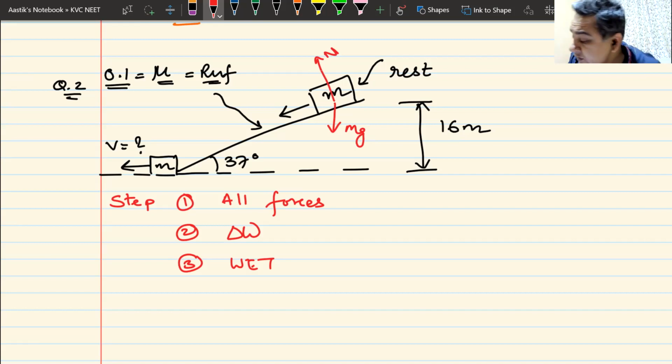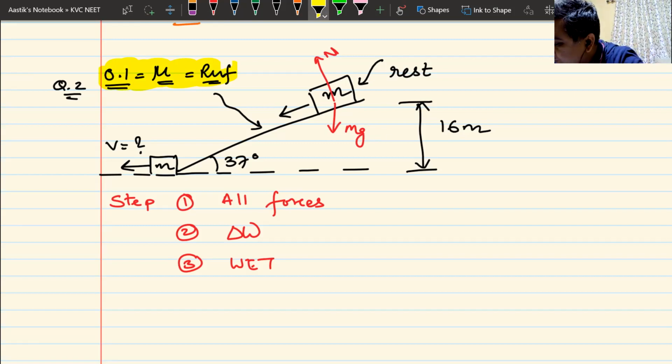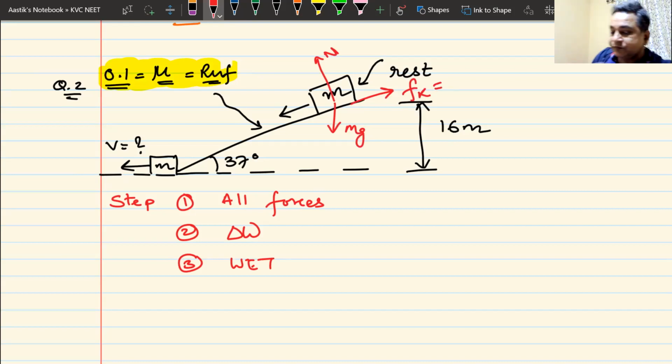But since this is rough, you have to bring in friction force. It will slide down, so this friction has to be upwards. Do we understand this? Yes or no? Kinetic friction will be upwards, right? Now, we must know what is the value of kinetic friction. We have done it so many times, so I will not go into how we have done this.